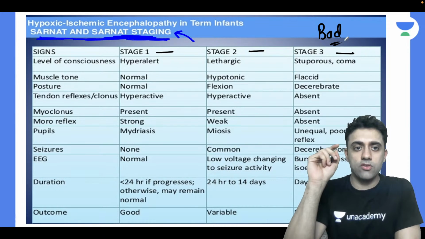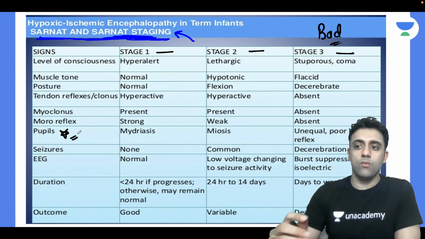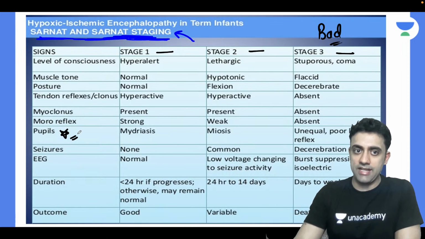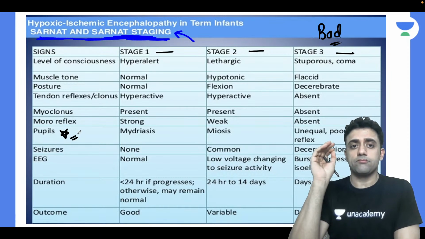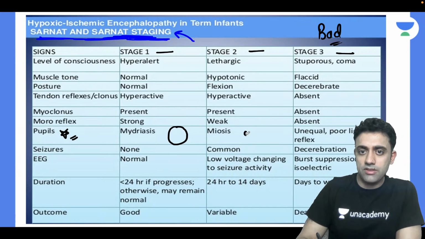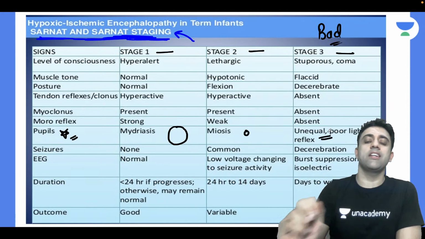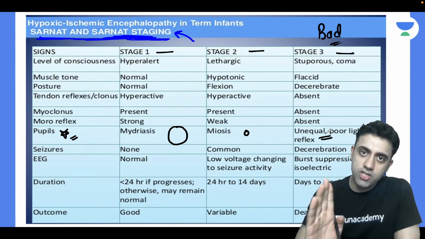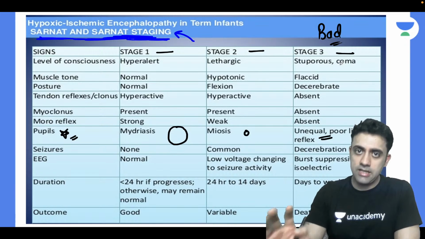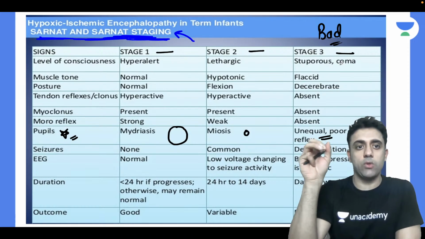Now they are going to ask you very important things. Pupil. This was the first question NEET PG had asked. What are the pupillary findings which we see in HIE? Please remember, in stage 1, there is mydriasis, dilatation of pupil. In stage 2, there is meiosis, means pinpoint constriction of pupil, and in stage 3 there are unequal pupils. That is the first NEET PG question which you should understand. So stage 1 has mydriasis, stage 2 has meiosis, and stage 3 has unequal pupils.